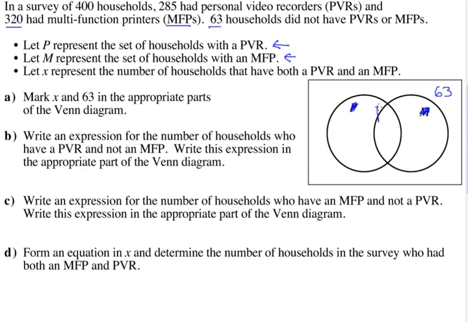I'm going to put big P there and big M there to remind us that they cover both of those sections. I'm going to put a lowercase p out there and a lowercase m in each of these sections. This p means just the left section here. These are people who have a PVR and that's it. The lowercase m represents the far right section here, people who have a multifunction printer, and that's it.